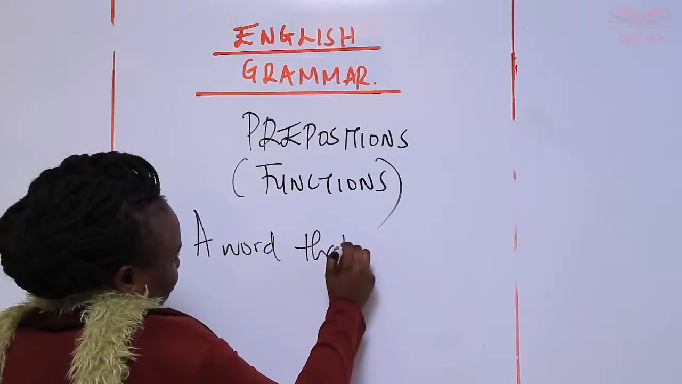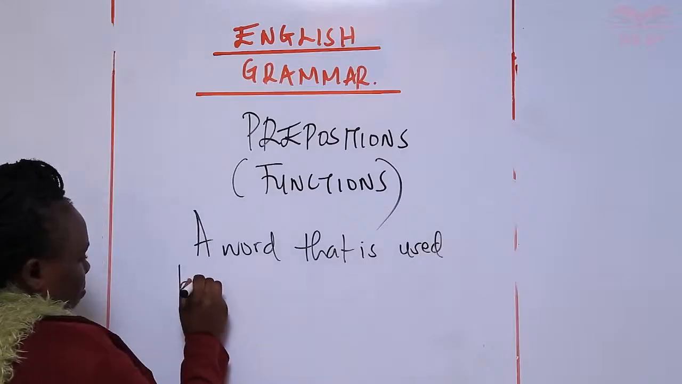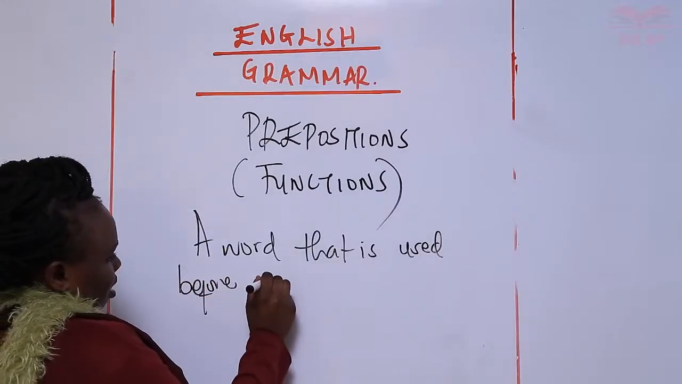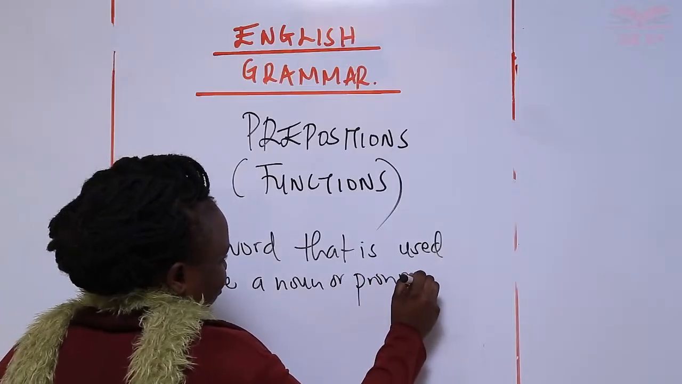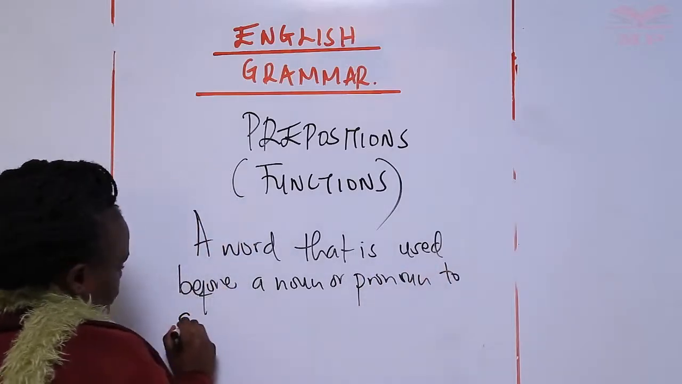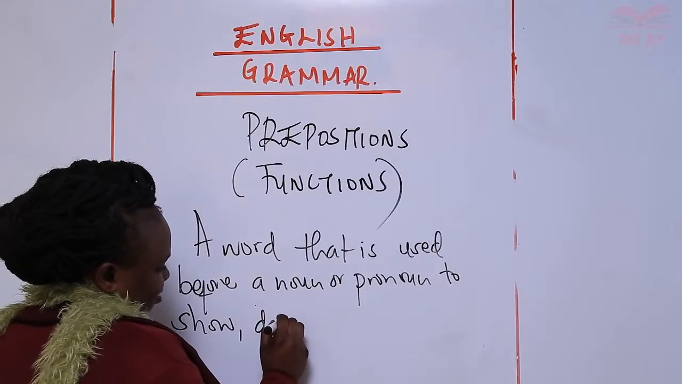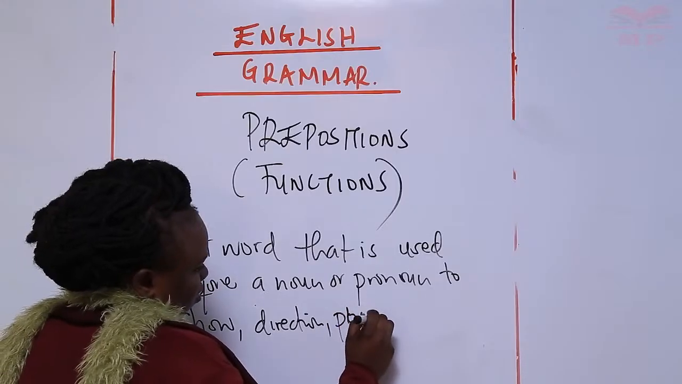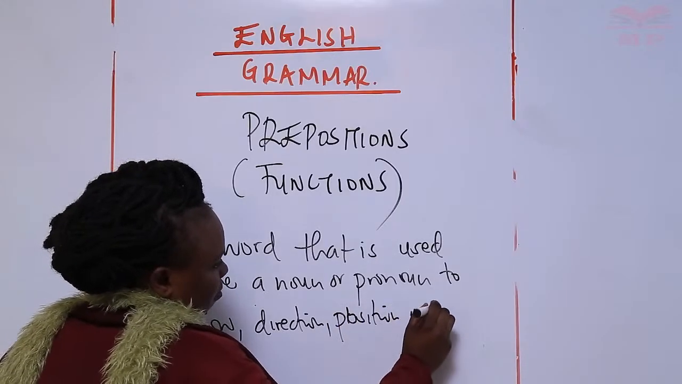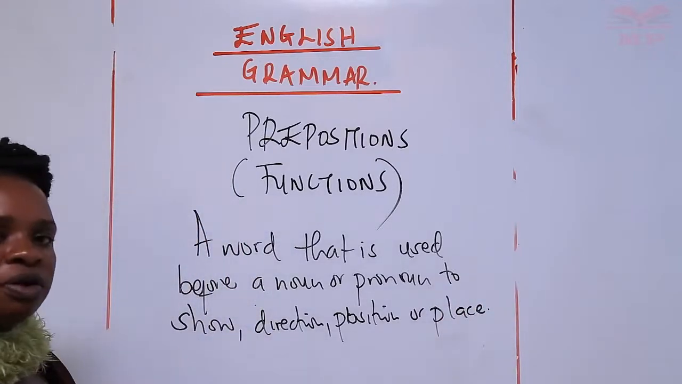But before we go to functions, we've said a preposition is a word that is used before a noun or pronoun to show direction, position, or place. Okay, to show direction, position, or place.